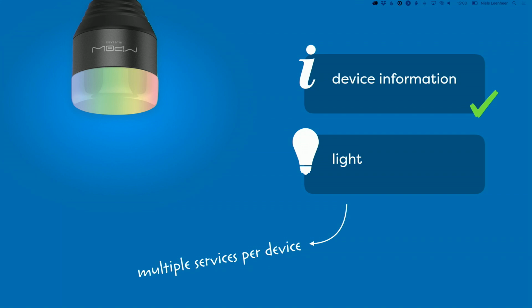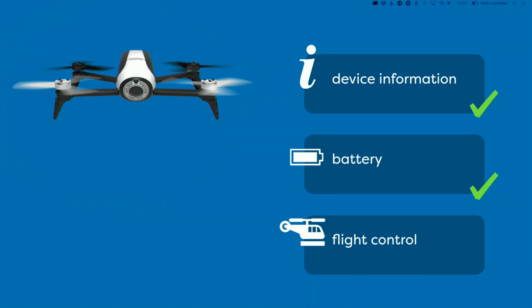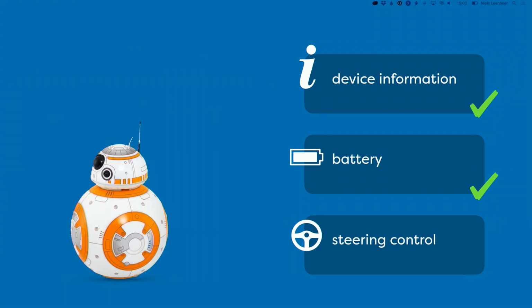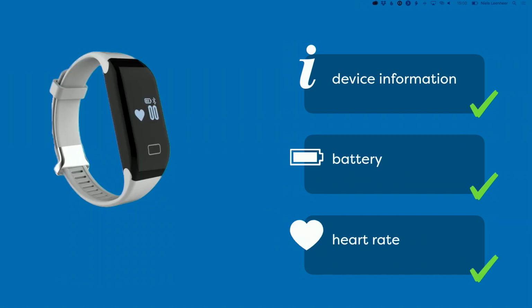And a server offers multiple services per device, and some of those services are standardized. For example, device information, which contains the manufacturer of the device or serial number, and so on. And light, which isn't the standard. A drone might offer device information and battery service, and flight control, which isn't the standard. Robot steering control, which isn't the standard. And an activity tracker offers heart rate, which is a standard.